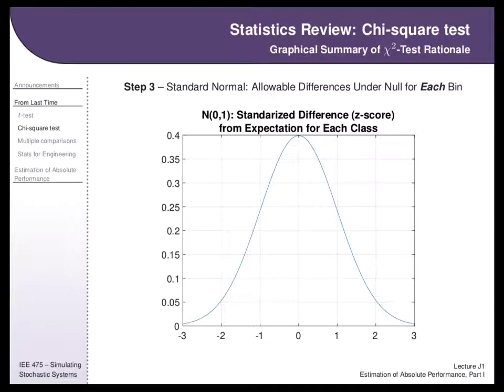and I end up getting a z-score that goes from negative infinity to infinity. It's centered on 0, and if it is around 0, then it is close to the expectation. If it's far away, then it probably doesn't match my expectation.